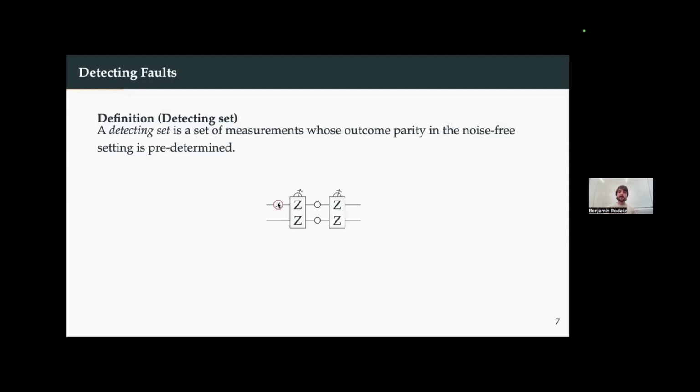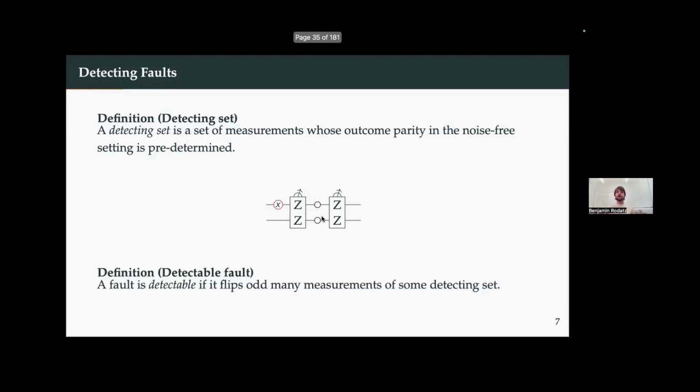On the other hand, an X flip before these two measurements will flip both of the measurements, and therefore we will not notice that something went wrong, because both of these measurements will still have the same outcome. The parity will still be even. So we say a fault is detectable if it flips an odd number of measurements in some detecting set. And all of this can be reasoned about very efficiently, either using the stabilizer formalism or later in the ZX calculus using Pauli webs. All of that we explain a little bit more explicitly in the paper.